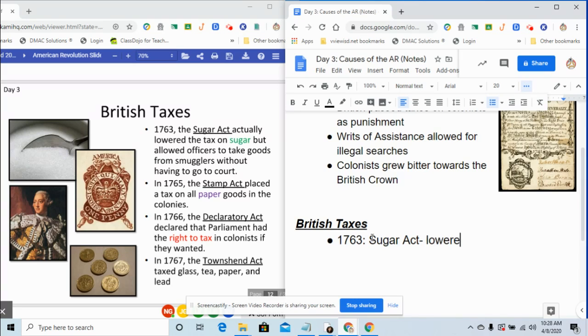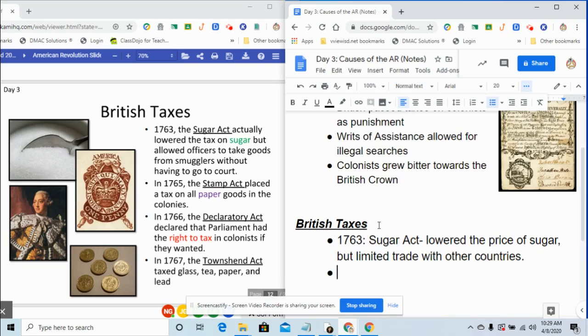So the Sugar Act, it lowered the price of sugar, but limited trade with other countries. People became smugglers. Smugglers means to sneak something into the country without a legal reason or a legal ability.